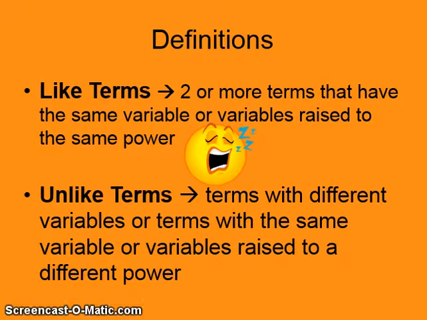Here's some definitions we need to know when we're talking about like terms. Like terms are two or more terms that have the same variable or variables raised to the same power. In like terms, the coefficients don't have to be the same, but every variable and every power needs to be the same. In unlike terms, we have different variables, or we have terms with the same variable or variables raised to a different power. So, for example, 3x squared would not be a like term as 3x to the fourth because they don't have the same powers on the variables.